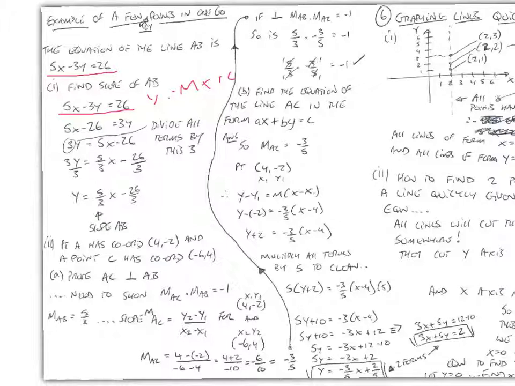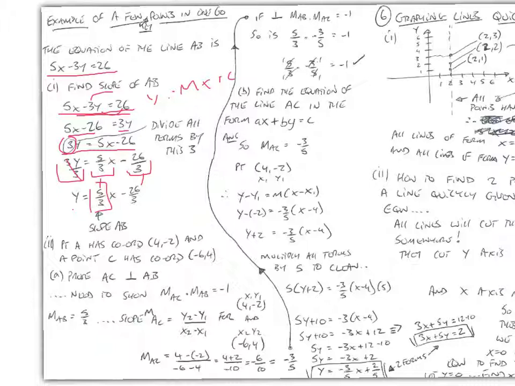So we have 5x minus 3y equals 26. So 5x minus 26 is equal to 3y, or 3y is equal to 5x minus 26. Remember what we did before? To isolate y by itself, we simply divide every term by the coefficient of y in the expression. That's 3. So these cancel out to give us y equals 5 over 3 x minus 26 over 3. The slope of the line is 5 over 3.